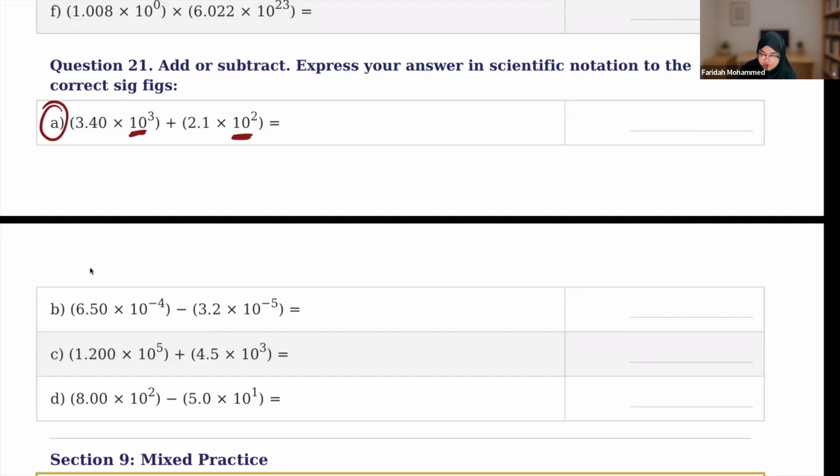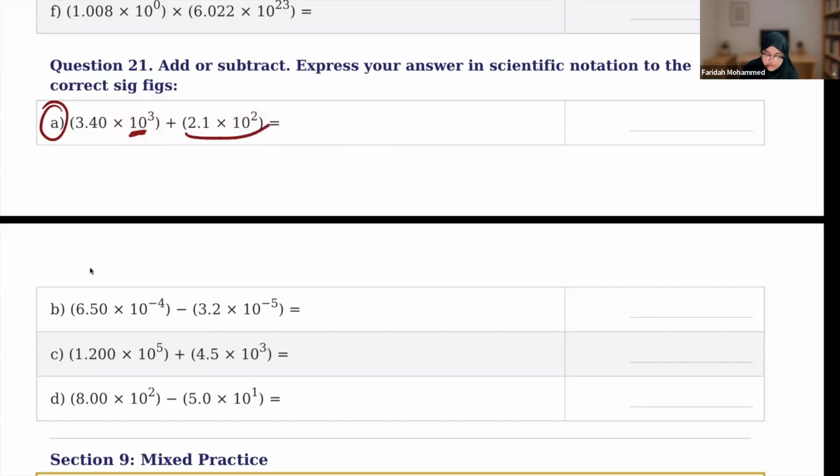Now, what do you do to make the exponent the same? This one, the smaller one, you have to make it the bigger one. So the bigger exponent is 10 to the power of 3. So this, you have to make it 10 to the power of 3. How do you do it?